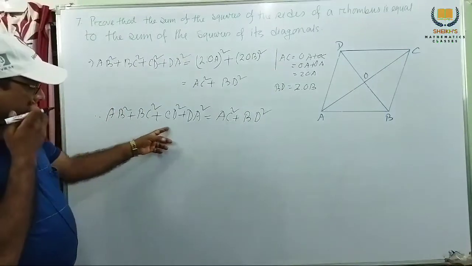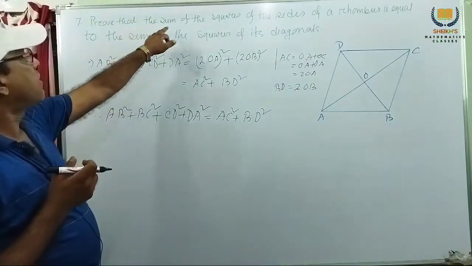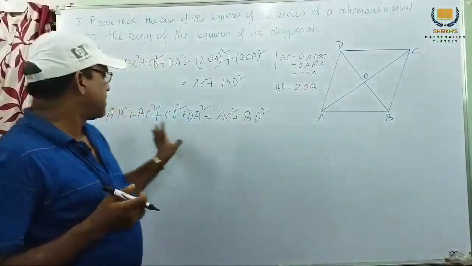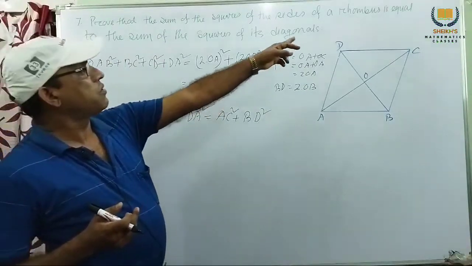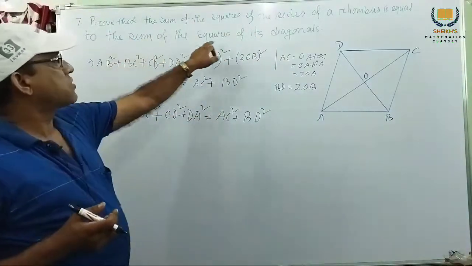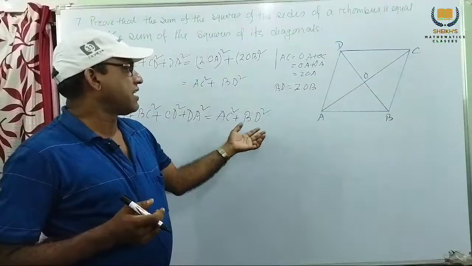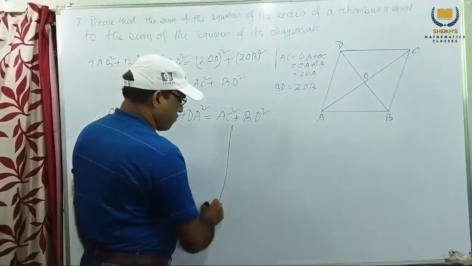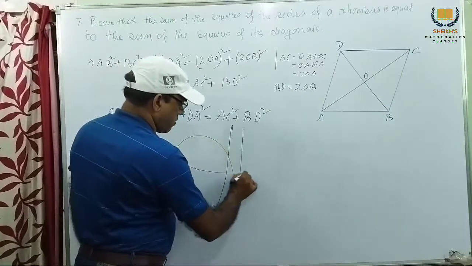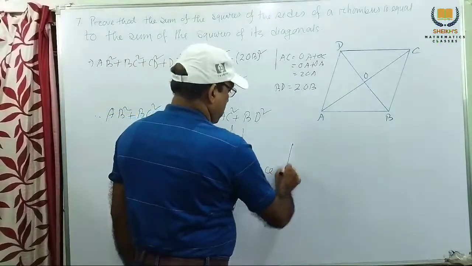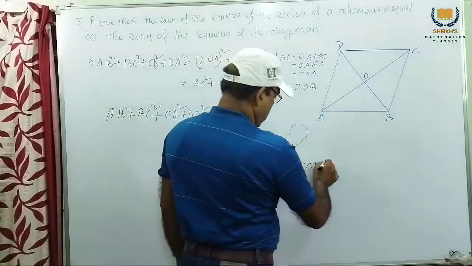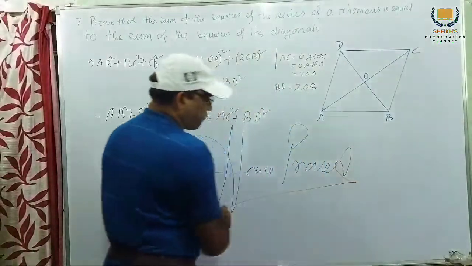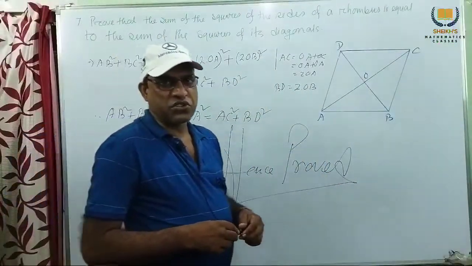The sum of the squares of the sides equals the sum of the squares of its diagonals, diagonals AC and BD. Hence proved. So dear students, the solution is very easy.